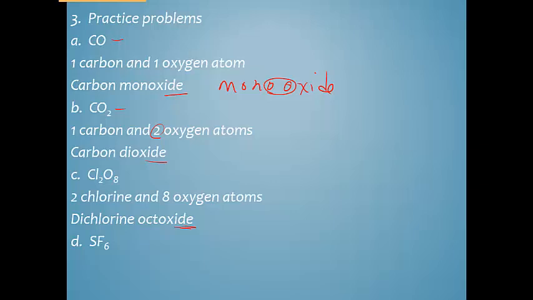SF6, this is our last one before we write formulas. SF6, we have sulfur and we have fluorine. We have 1 sulfur and 6 fluorines. Now again, our rule says that if you have one of your first element, you don't write the prefix. So that was just going to be sulfur to start us off. And then we need to know that the prefix for 6 is hexa.